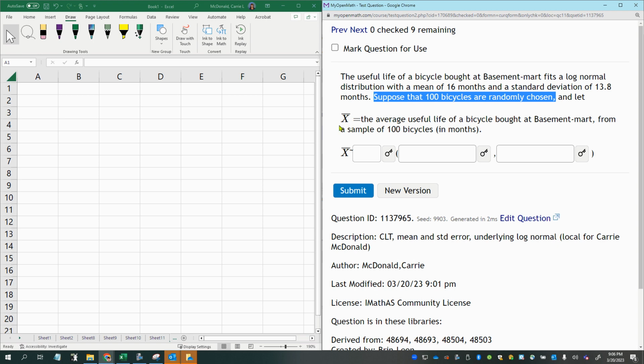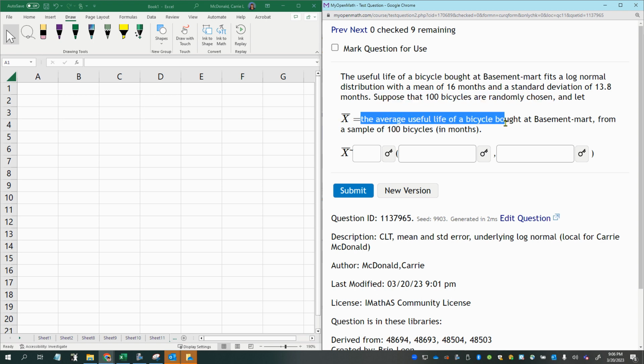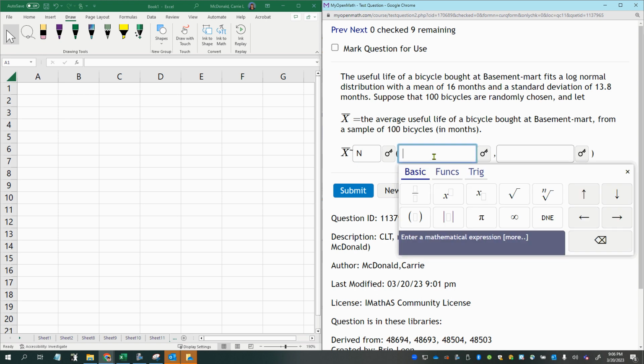Now, we know that we are looking for the average useful life of a bicycle bought at Basement Mart. So that is our random variable for the sampling distribution, x bar for the sample mean, with n of 100. So that means that now our sampling distribution will be normal. So we use capital N to denote that after the little tilde. And then we want to put in the mean and the standard error for this normal distribution.